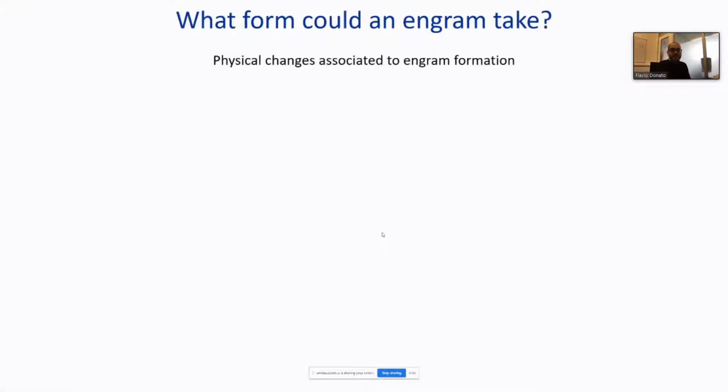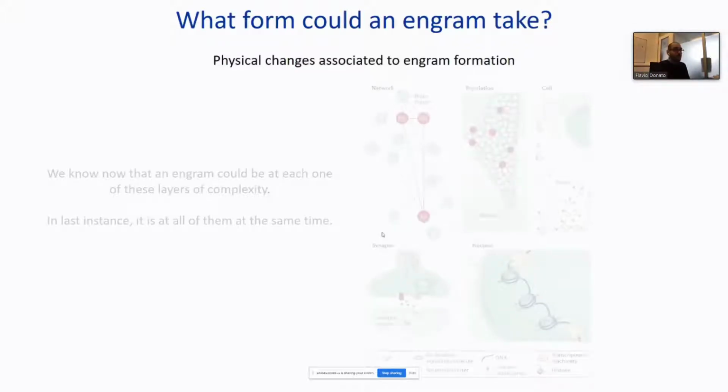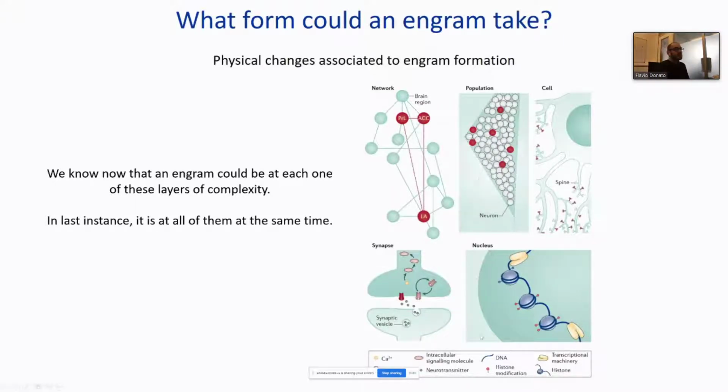So if I ask you, who have a very strong molecular background, what form an engram could take, you would say that the physical changes associated with engram formation might span multiple realms of biology. Memories could be encoded in the pattern of gene expression that neurons express during their lifetime. It could be present at the level of synapses. It could be embodied by the potentiation of some synapses, the repression of others, or new synapses that are formed in response to experience. It could be encoded at the level of individual neurons, for example, deciding to make a new dendritic branch or not, or to connect to other neurons or not.